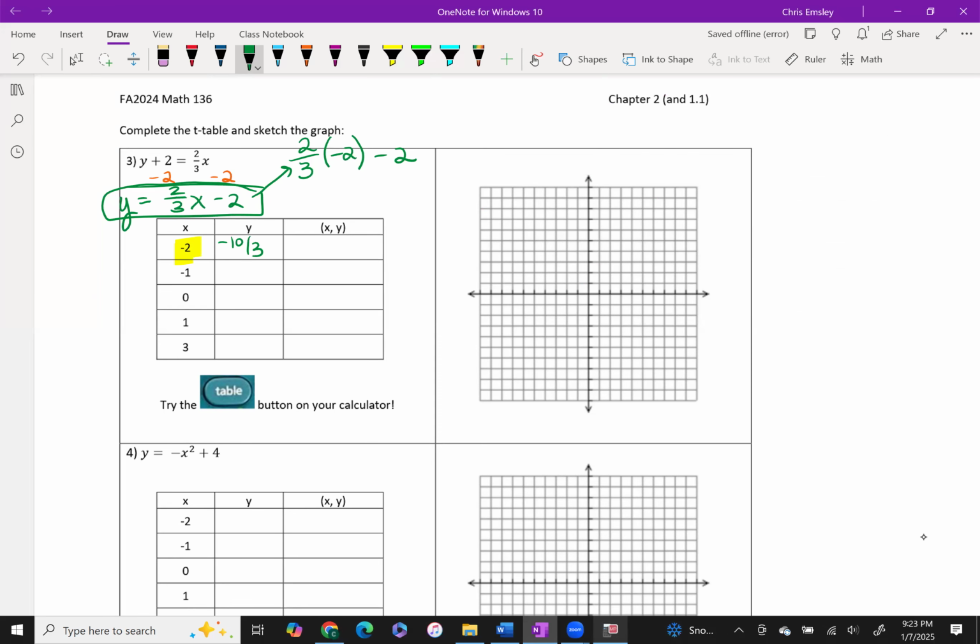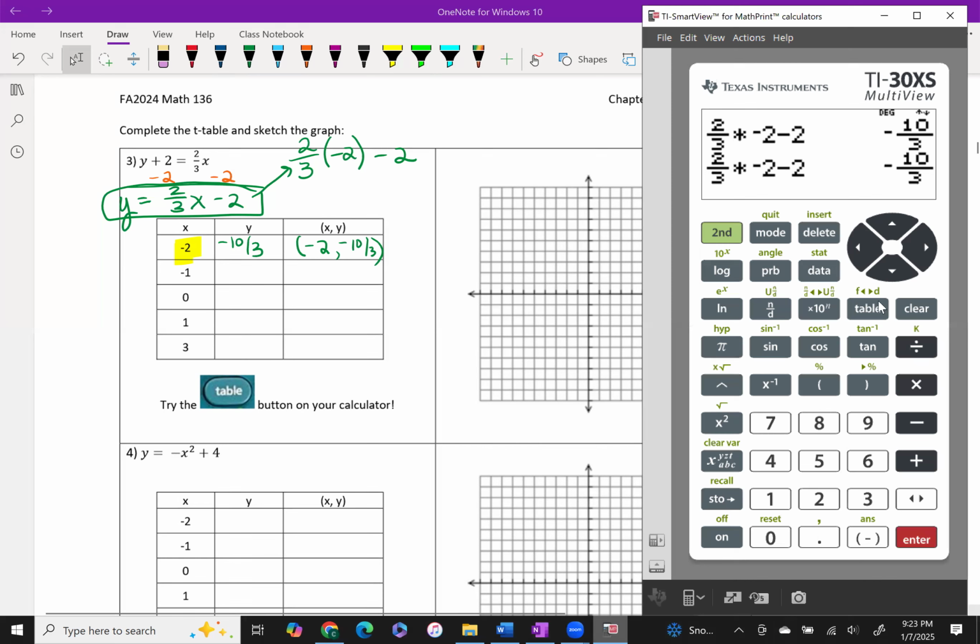And then the other thing we want to do is write this as an ordered pair. So the x value comes first and the y value comes second. And we can repeat that calculation for -1 and 0 and 1 and 3. This is a nice place to use that table button on your calculator. If you have the multi-view calculator, you will have this table button, and then you can type in an equation. So I could type in 2/3 times x. Here's my x right next to the 4 minus 2. There's my equation that I've been given for this problem.